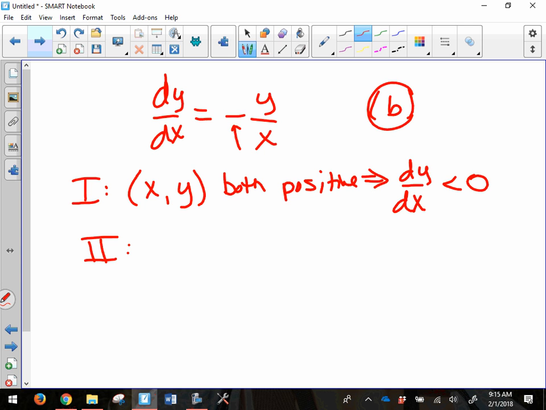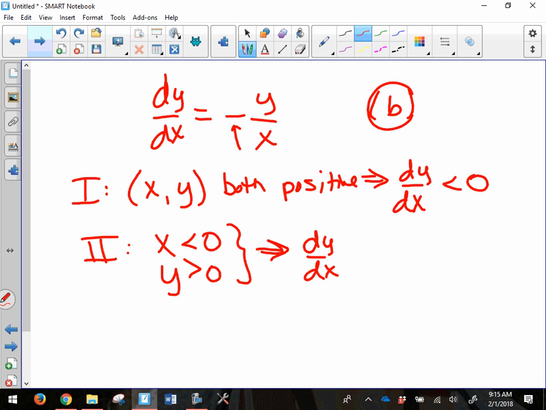How about quadrant 2? Maggie, what can you tell me about x in quadrant 2? So x is going to be less than 0. And Sari, what about y in quadrant 2? Greater than 0. So Zoe L, what does that tell me about the slope? Yeah, it's going to be positive, because even though my y values are positive, my x values will be negative, and that'll cancel that negative sign.